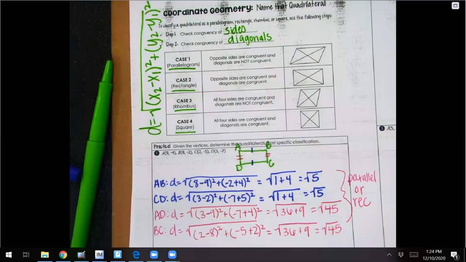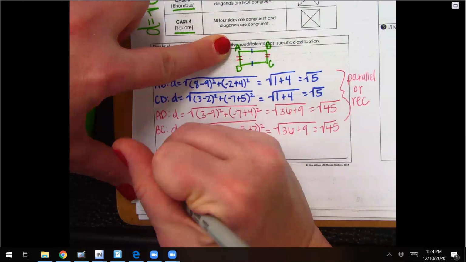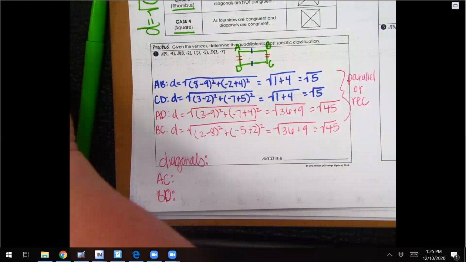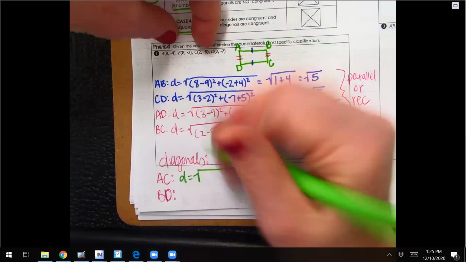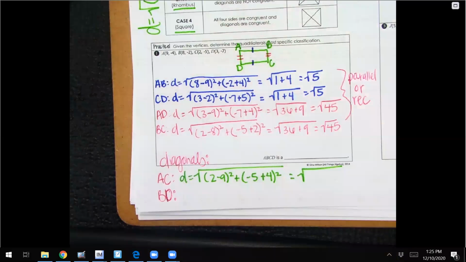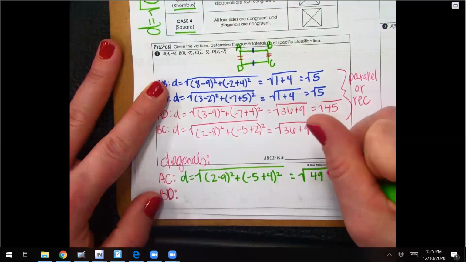So the diagonals are going to be AC and BD. We're doing it the same way. We're still having to use the distance formula. So the distance formula for AC is going to be 2 minus 9, squared, plus negative 5 minus negative 4, squared. So 2 minus 9 is negative 7. Negative 7 squared is 49. Negative 5 plus 4 is negative 1. Negative 1 squared is 1. So together that gives me the square root of 50.